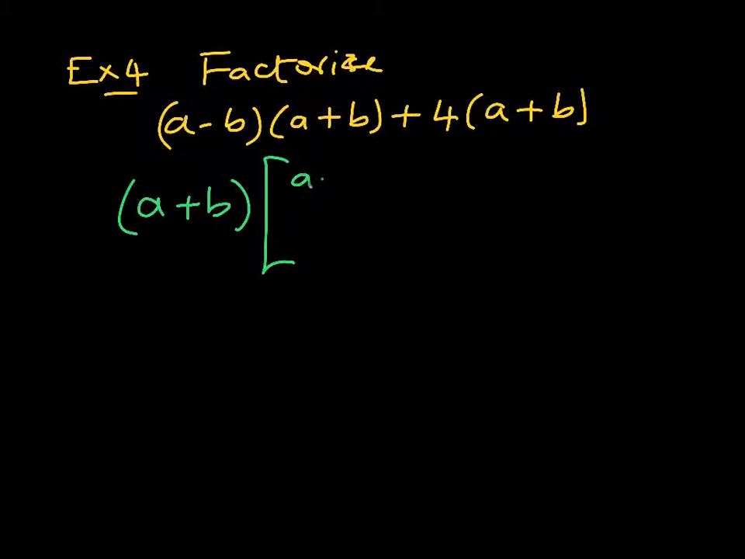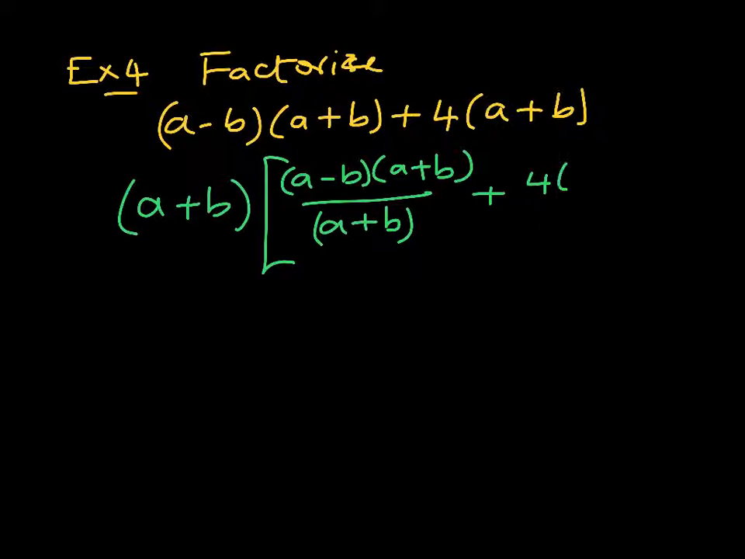So a minus b into a plus b divided by a plus b, plus 4 into a plus b divided by a plus b. Don't forget the larger bracket.